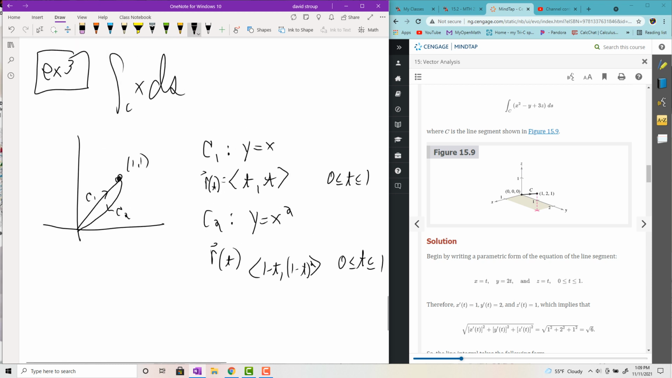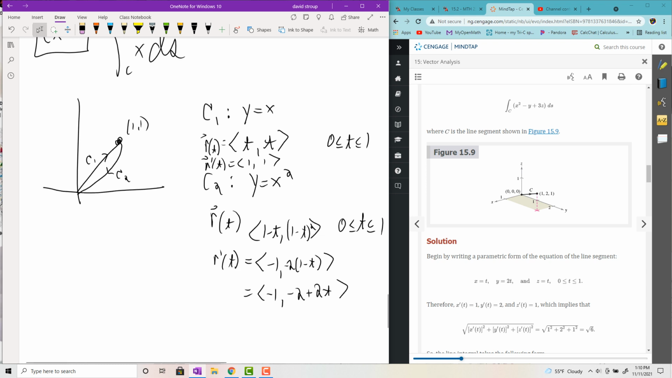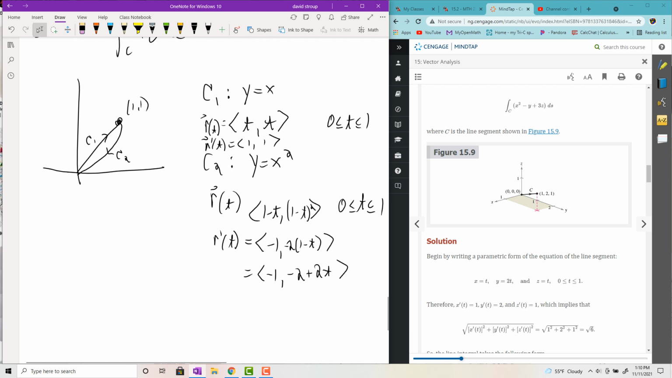Anyways, we'll also always need the derivatives, so I might as well get those out of the way. This will be 1, 1. R prime of t over here is going to be negative 1, and then 2 times 1 minus t. Let's rewrite that. Negative 1 comma negative 2 plus 2t. Probably should just FOIL that out. I'm probably going to have to anyways.